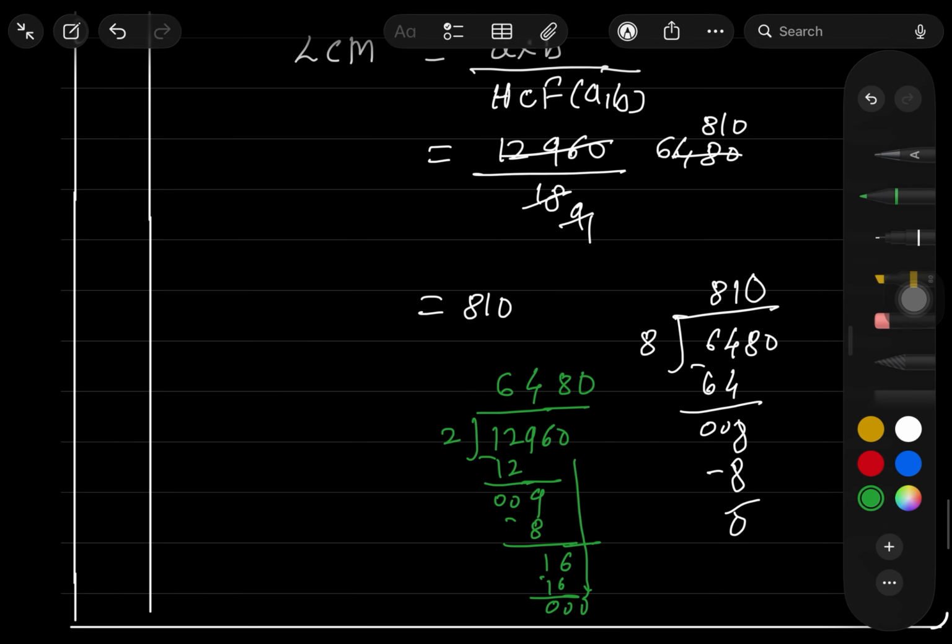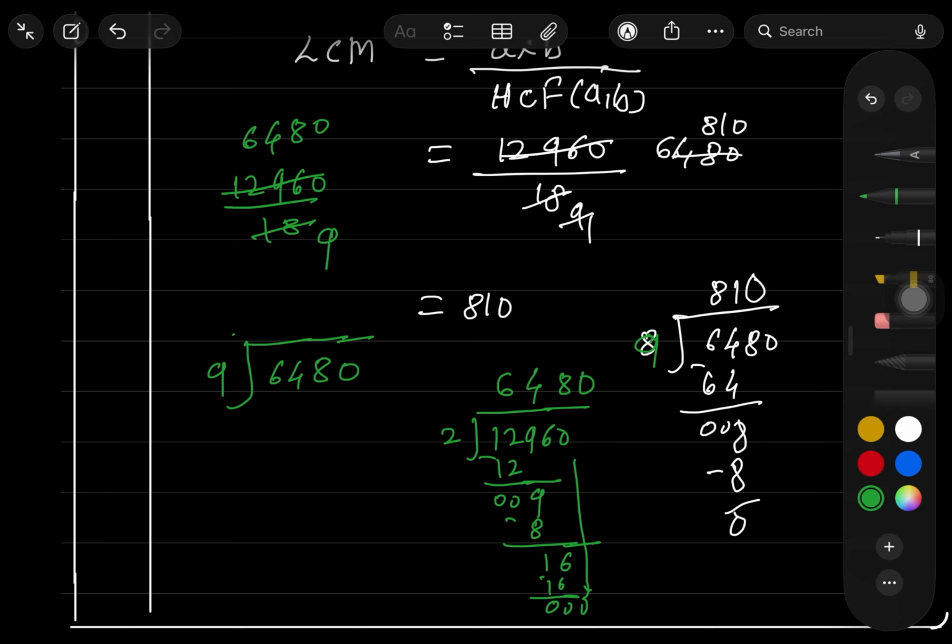Here 9 will come. 6,480 divided by 9. Have you understood how? This 12,960 upon 18: if you divide by 2 you will get this number, and dividing the 18 you will get 9. Now what will remain? 6,480 divided by 9.